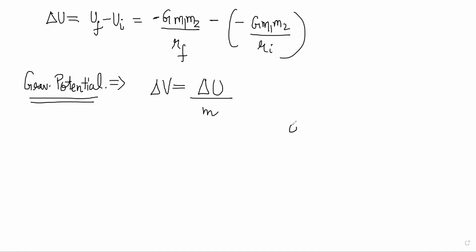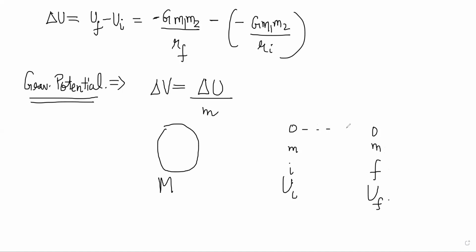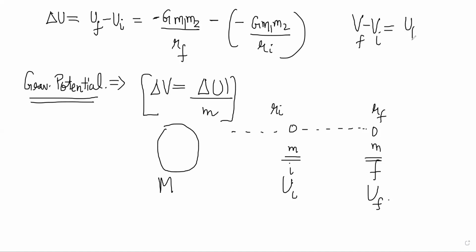Basically, it is whatever mass is moving. Suppose you have a big body here, capital M, and a small body here, and the small body moves from this position to this position. Obviously, it has some Ui here and some Uf here, and this is your Ri and this is your Rf. So change in potential is defined as the change in potential energy divided by the mass that was moving. So V final minus V initial is U final minus U initial by small m. The small m was the mass that was moving.